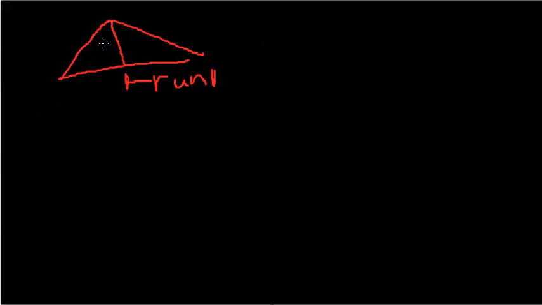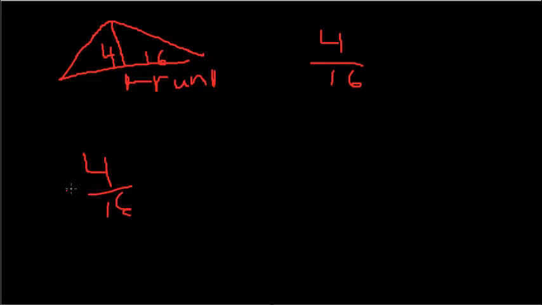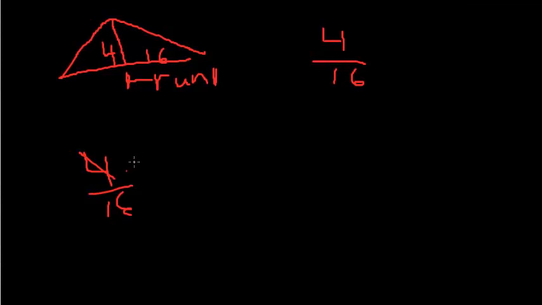So if this rise were 4 feet and this run were 16 feet, the pitch would be equal to 4 over 16. Now I want to represent this pitch in lowest terms, so again I need to take a look at 4/16 and write that in lowest terms. So here my greatest common factor is 4. 4 goes into 4 once, and 4 goes into 16 4 times, and I see here my reduced fraction is 1/4. So my pitch is 1/4.